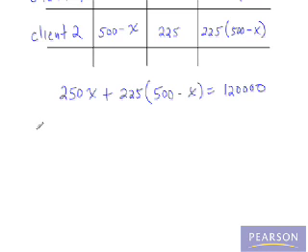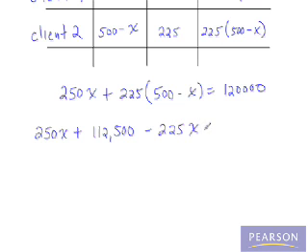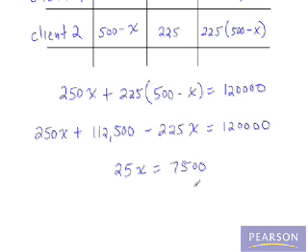We'll use the distributive property first, giving us 250X plus 112,500 minus 225X equals 120,000. Two things we'll do now. We're going to combine like terms: we'll take the 250X minus 225X and get 25X. And we'll also subtract 112,500 from both sides, giving us 7,500. We will now divide both sides by 25, and we get X equals 300.